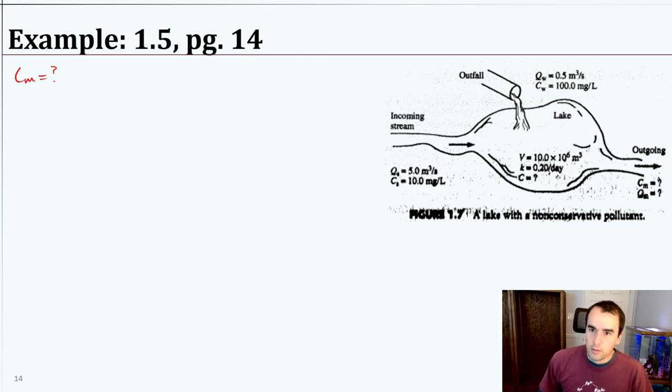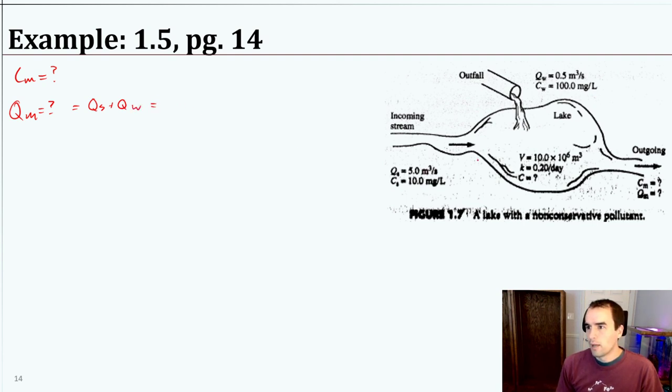So I'm going to go ahead and get started working on this. Everything on this diagram is already labeled. If it was not already labeled, I would start working on that. To get this CM, we're probably going to want to first balance the Qs. Q mixed, we don't know that. This is going to be equal to Q_S plus Q_waste, that's 5 plus 0.5, so 5.5 cubic meters per second.